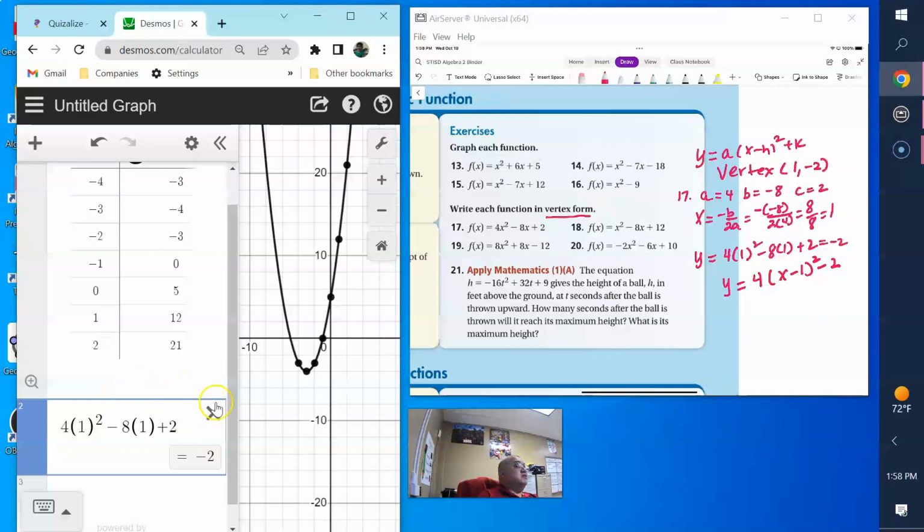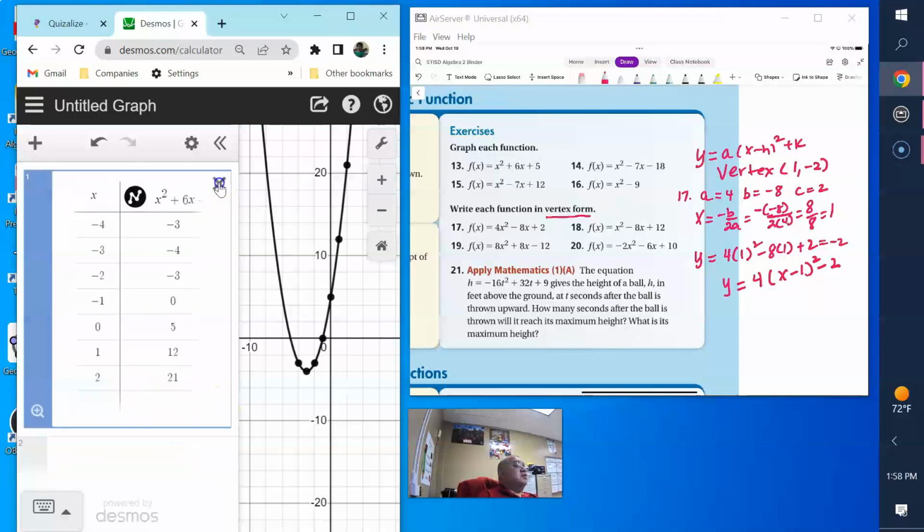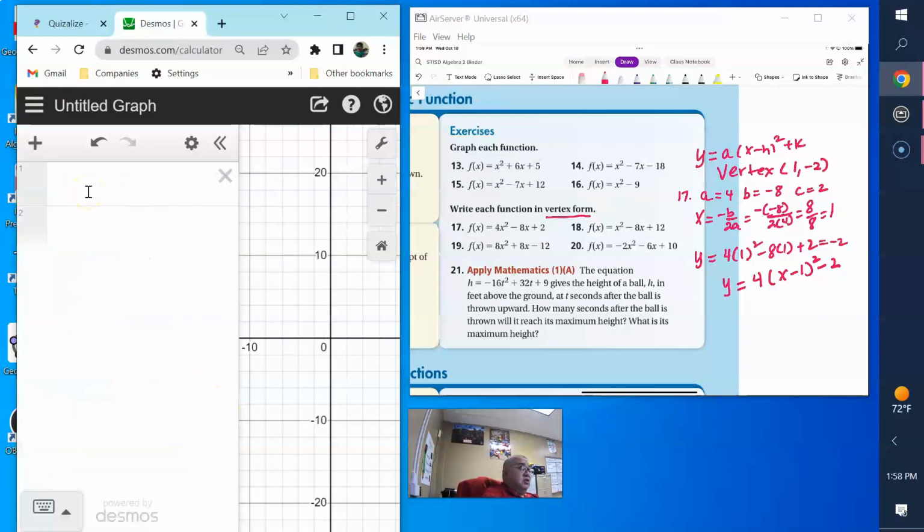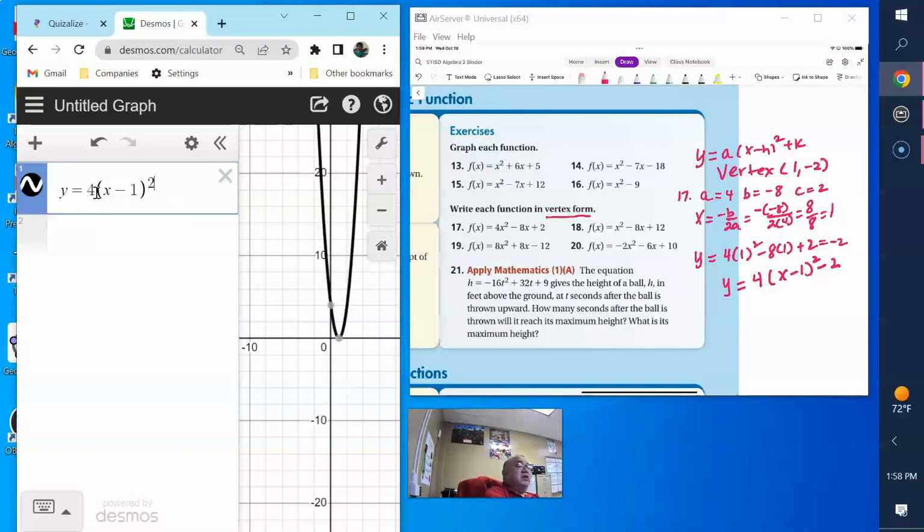Now, if you want to check this, you can go straight into Desmos. So you have y equals 4 parentheses x minus 1 squared minus 2. Now, if you want to check if it's correct, I'm just going to type in 4x squared.